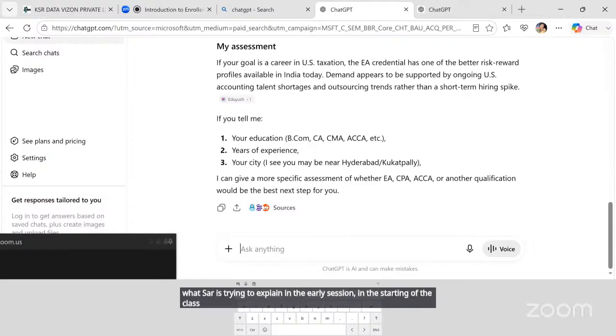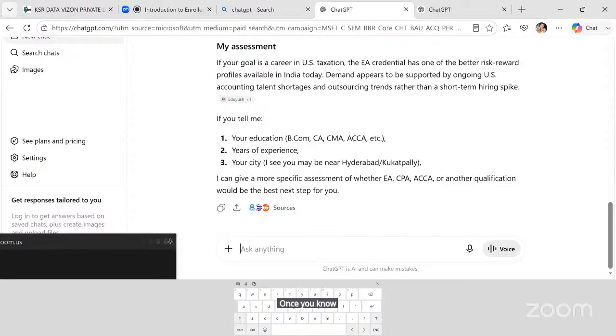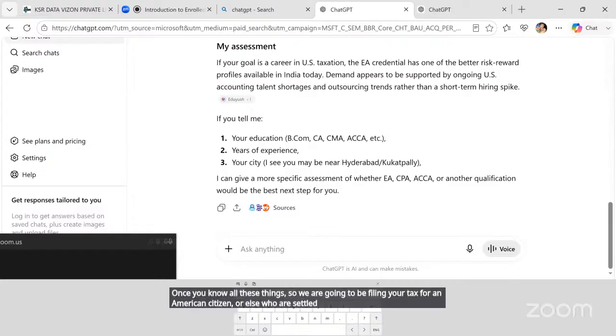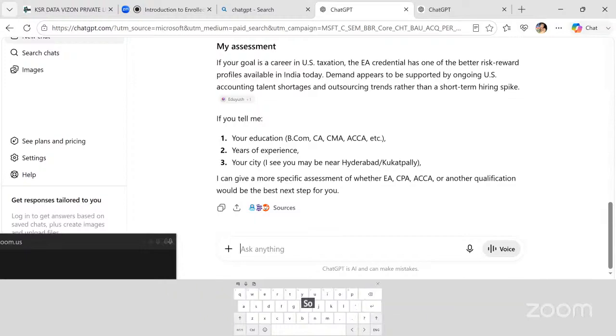Each form he was opening and explaining, what is form number 2, what is form number 3, and where we will get a tax benefit. Once you know all these things, we are going to help file taxes for an American citizen, or anyone settled in America, any Indian, Ethiopian, Pakistani, or Chinese, who are paying tax, who are earning money from America, right? So all those people need to pay the tax. For that, we are filing this.